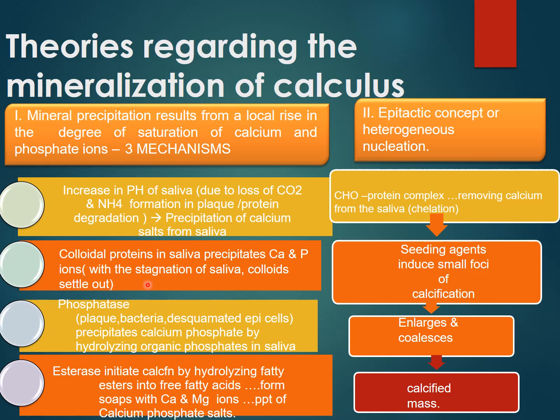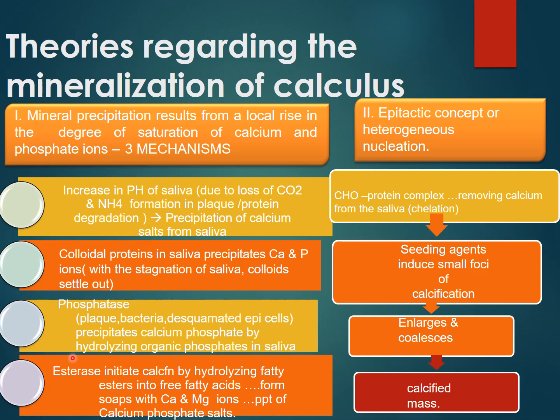The second one is the colloidal proteins in saliva, which precipitate the calcium and phosphate ions. This happens with the stagnation of saliva, and also when the colloidal proteins settle out, which leads to the precipitation of calcium and phosphate ions. The third one is by phosphatase and esterase. Phosphatase is present in the plaque, bacteria, and desquamated epithelial cells present in saliva, and it precipitates the calcium phosphate by hydrolyzing organic phosphates in saliva.